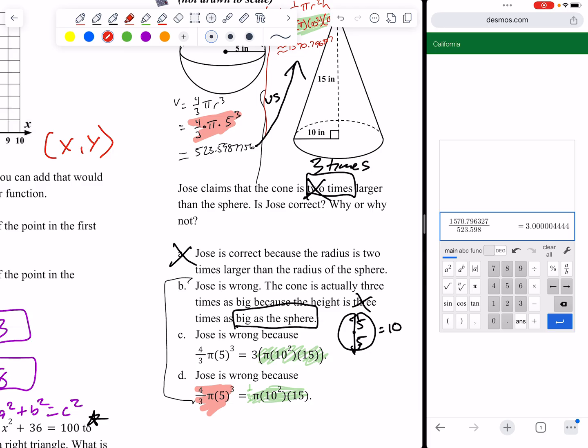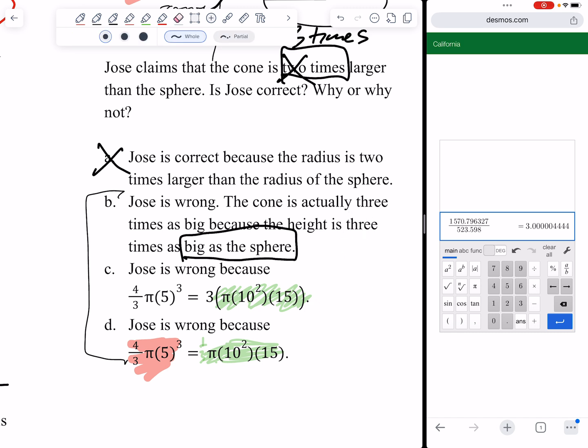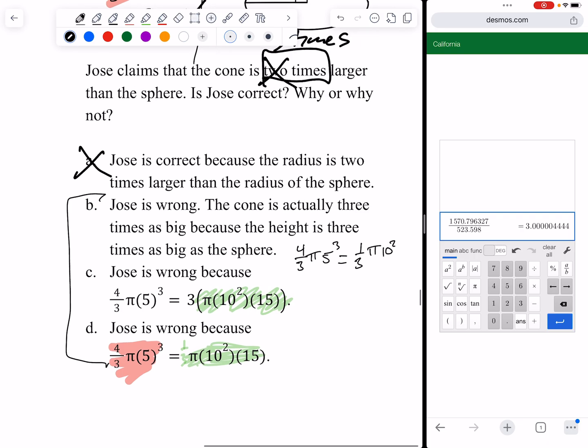Okay. Wow, the way they worded this sucks. Okay. So I just want to show it to you, okay? 4/3 pi 5 cubed equals 1/3 pi r squared times h. These are exactly the same formulas. Right here tells you that they are the same, okay? We already said they are not the same.